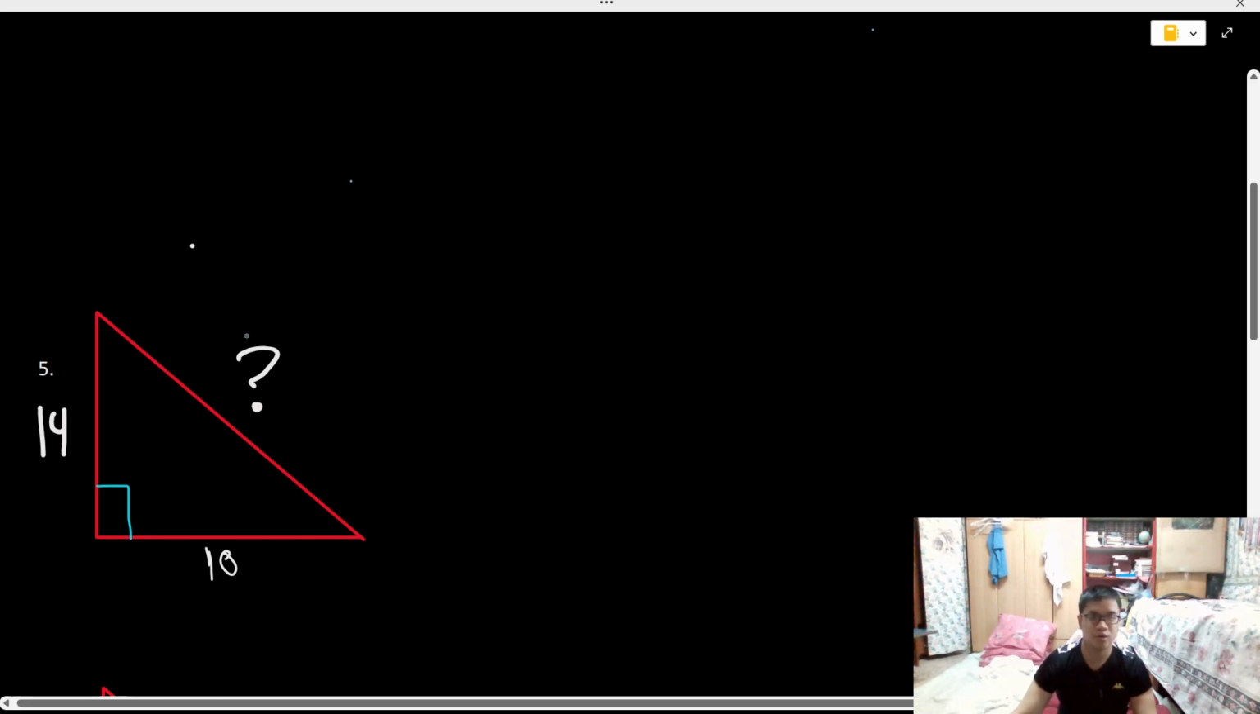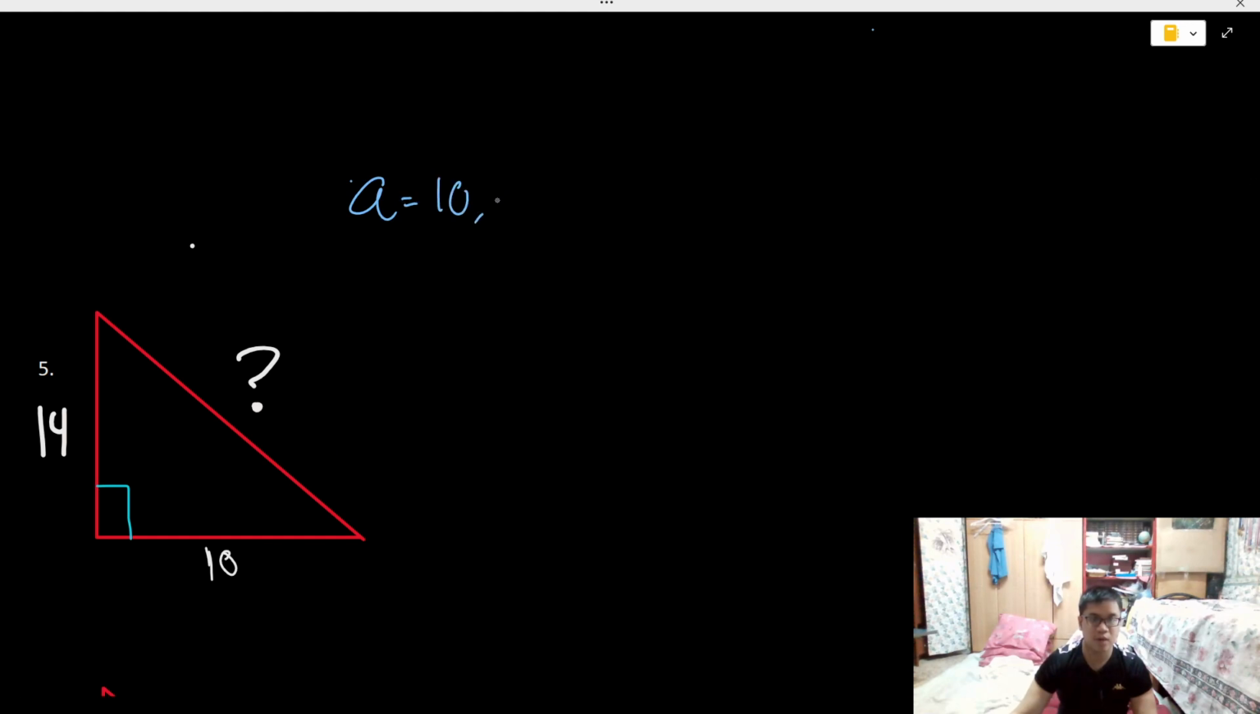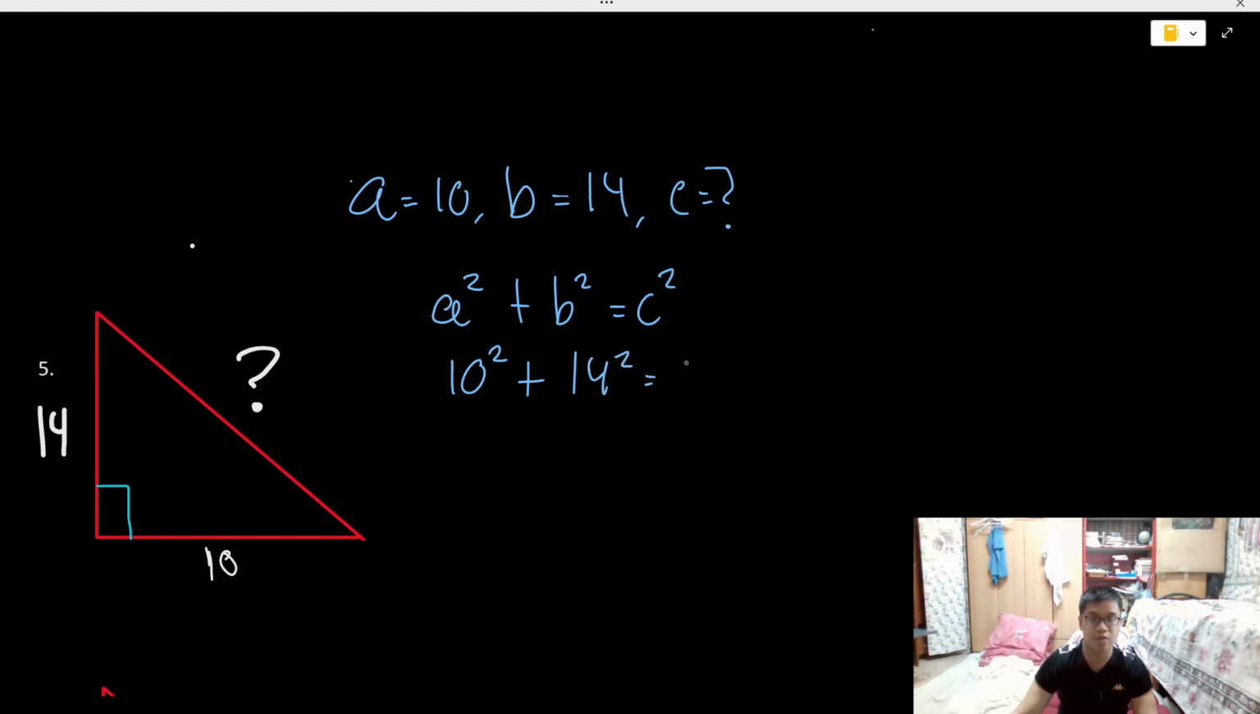So we can let A as 10 and we can let B as 14. Now let's find your C, which is the longest side. This is the longest side of the right triangle, so obviously this is your C, right? Here, let's apply the formula: A squared plus B squared is equal to C squared. Your A is 10, so 10 squared, plus your B is 14, so 14 squared, is equal to C, which is the one we're looking for.